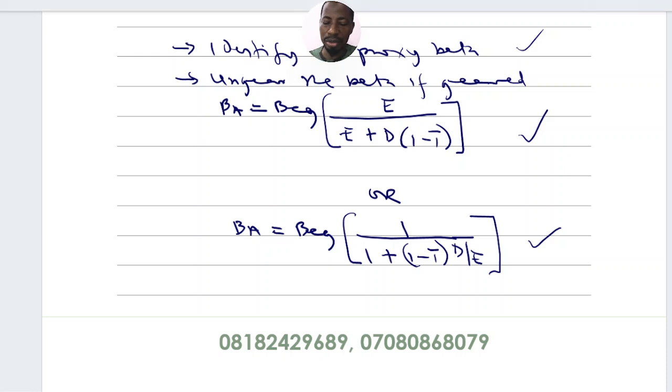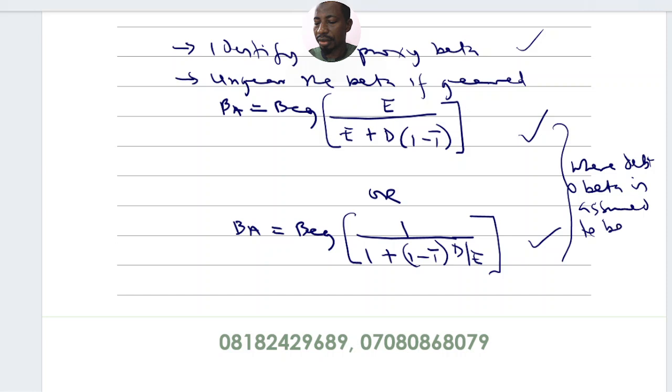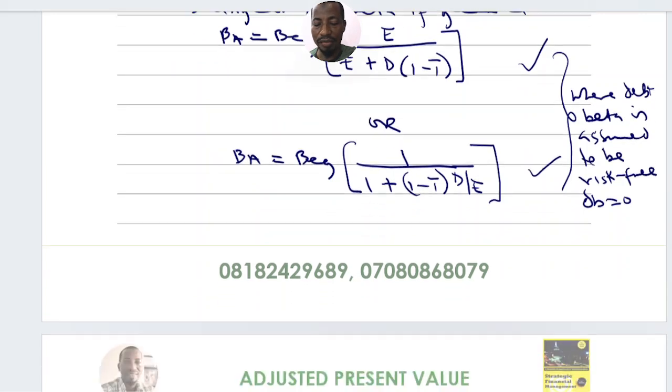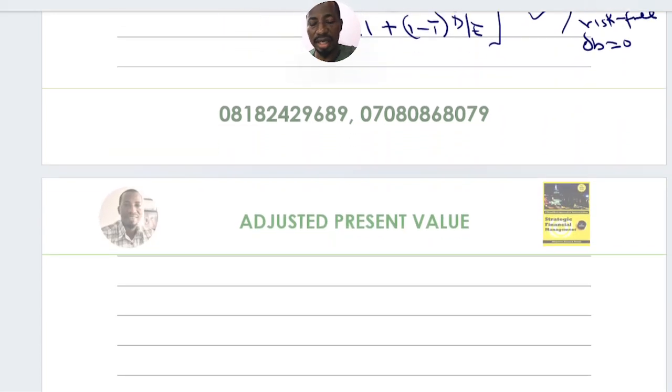However, like I mentioned, these two formulas are used where debt beta is assumed to be risk-free, that is, the debt beta is equal to 0. Okay, so you only use these formulas where debt beta is assumed to be risk-free. However, if you are given debt beta, you need to use the extended formula.